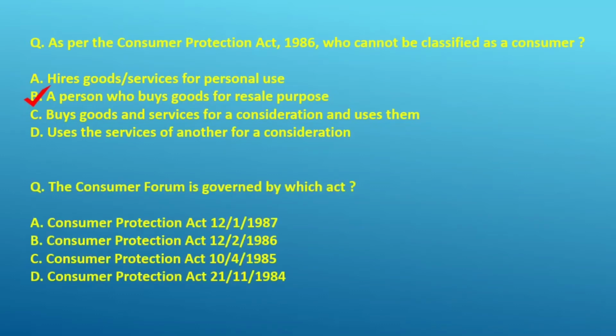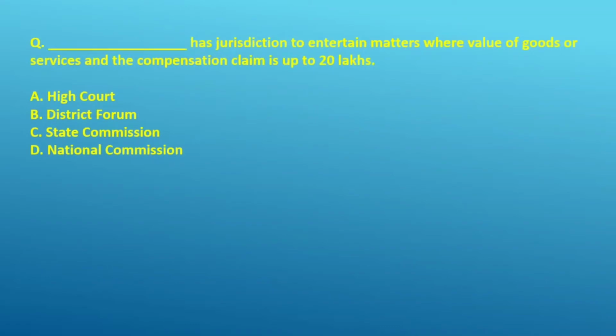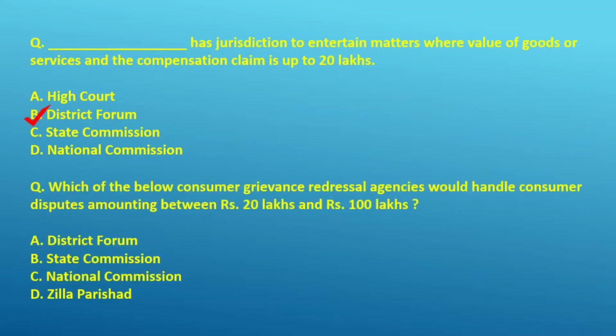Next is, the consumer forum is governed by which act? The correct answer is Consumer Protection Act 1986. Next question, Dash has jurisdiction to entertain matters where value of goods or services and the compensation claim is up to rupees 20 lakhs. The correct answer is District Forum. Next, which of the below consumer grievance redressal agencies would handle consumer disputes amounting between rupees 20 lakh and rupees 100 lakh? Correct answer is State Commission.